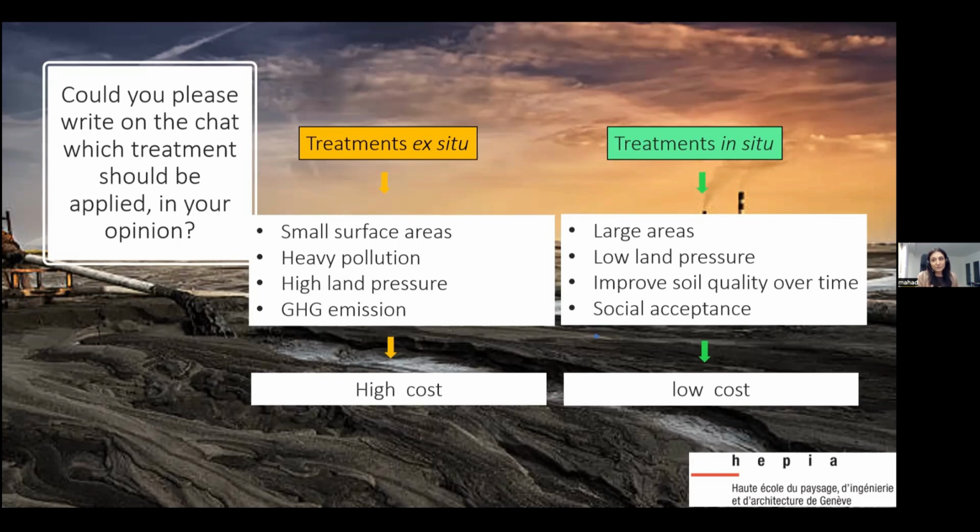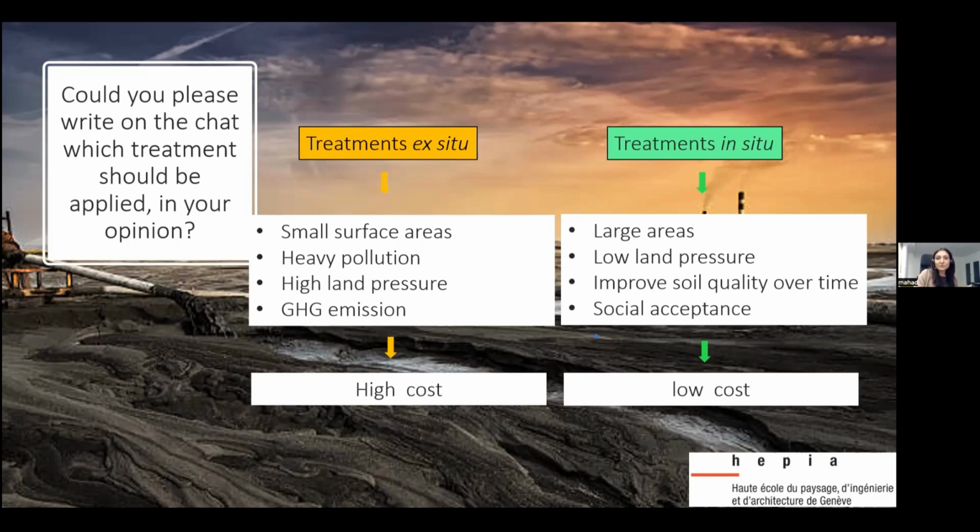And of course, when you have a plant in such type of soil, you see it here in a baggy ground, it's more beautiful, and it's somehow more acceptable from social opinion. And finally, it's low cost.